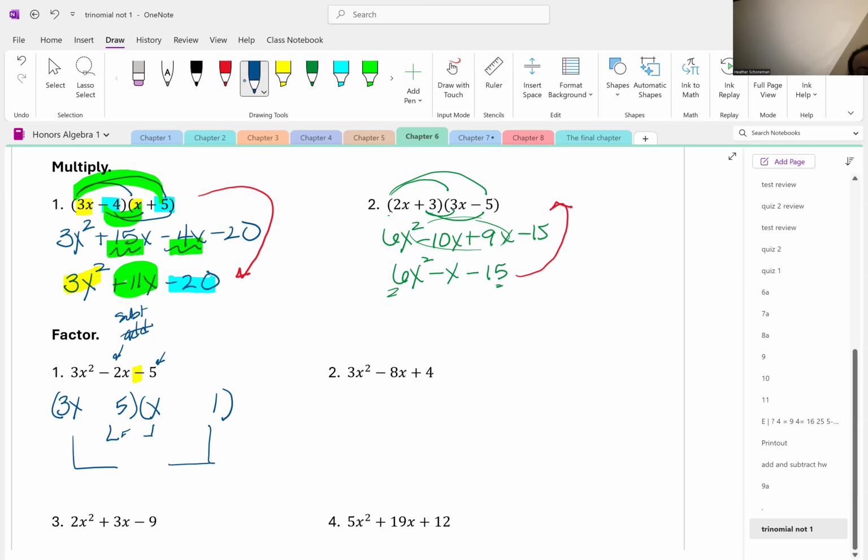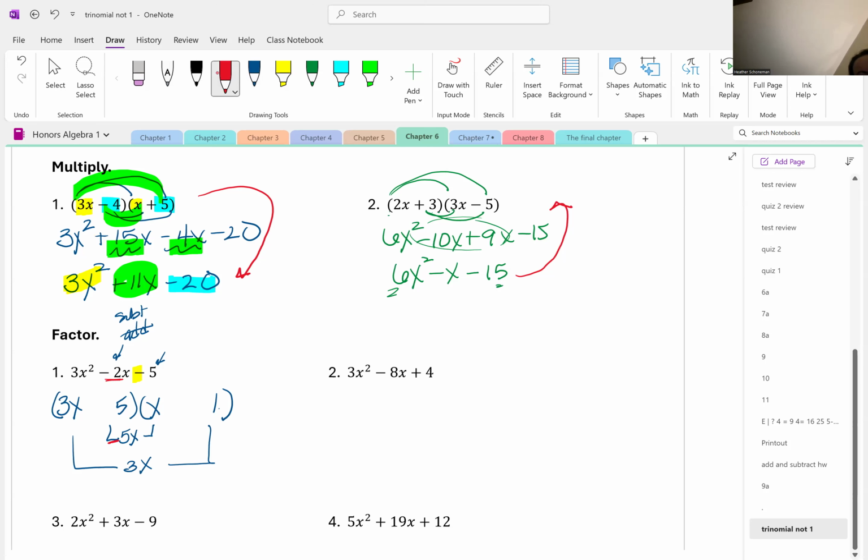So when I do this, I get 5x. And when I multiply these, I get 3x. And if I subtract them, I would get the 2. Now I've got to figure out the signs. Well, I need the 5 to be negative so that when I combine them, negative 5 and 3 would give me the negative 2.